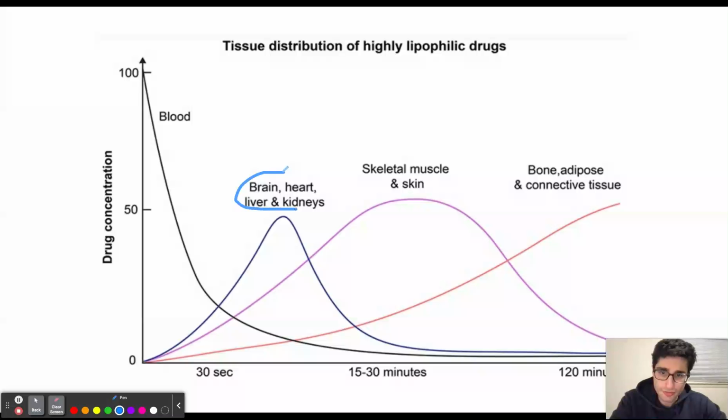Now, one thing to keep in mind with lipid soluble drugs is that these lipid soluble drugs are going to first reach the brain, heart, liver, and kidneys because it is going to have an easier time getting to these organs first.